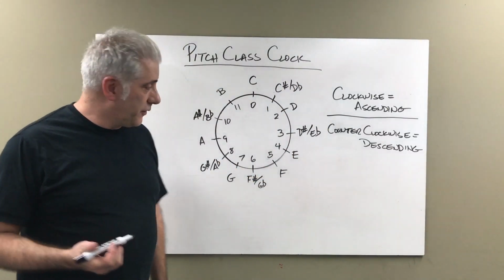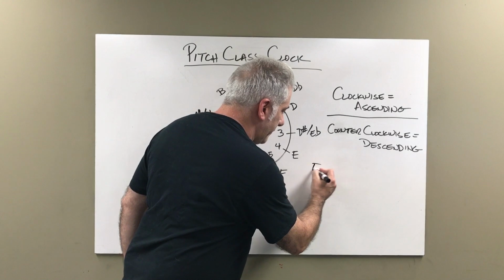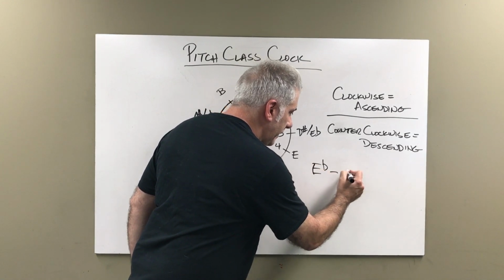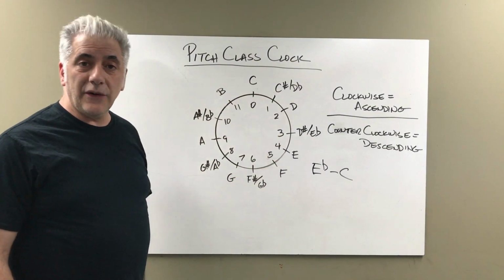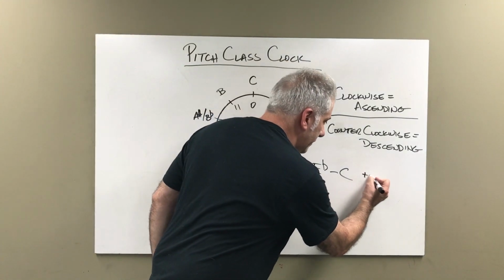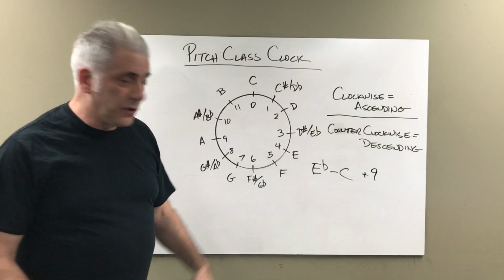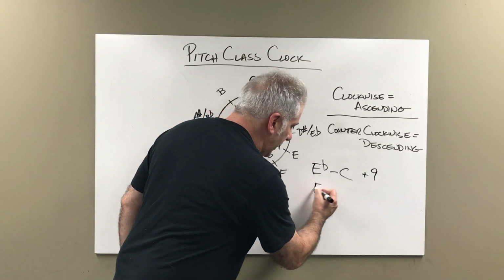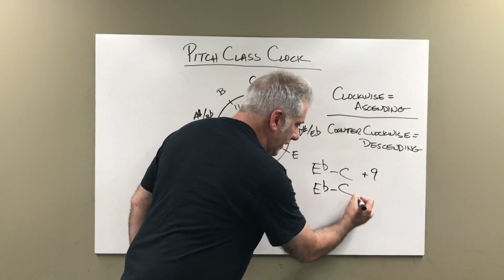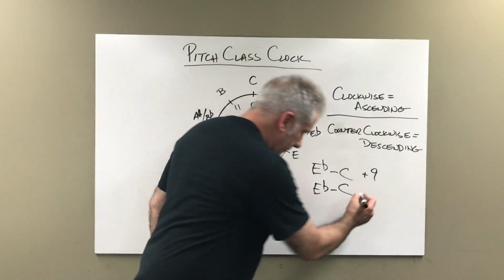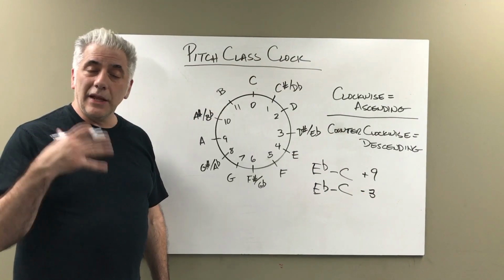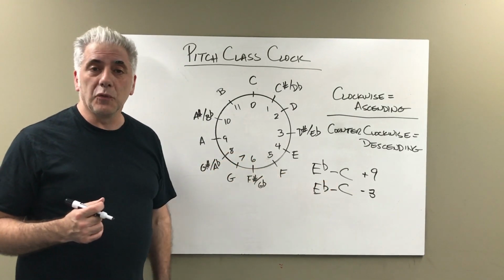Now, if we reverse the intervals, let's say we went from E flat to C, and you're moving in a clockwise direction or ascending, it's going to be a +9. And if you're going from E flat to C descending, so from here to here, it's going to be -3. The integers will always add up to 12.